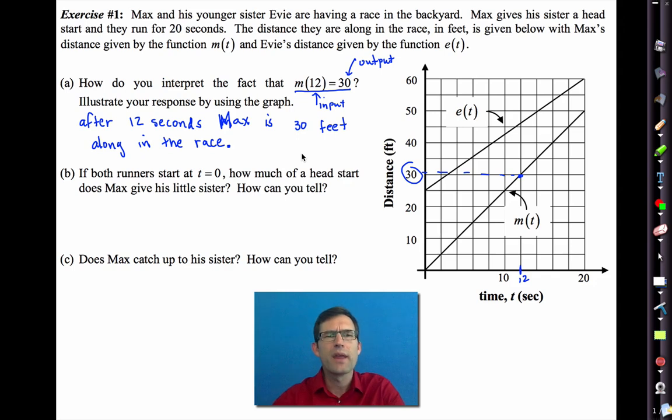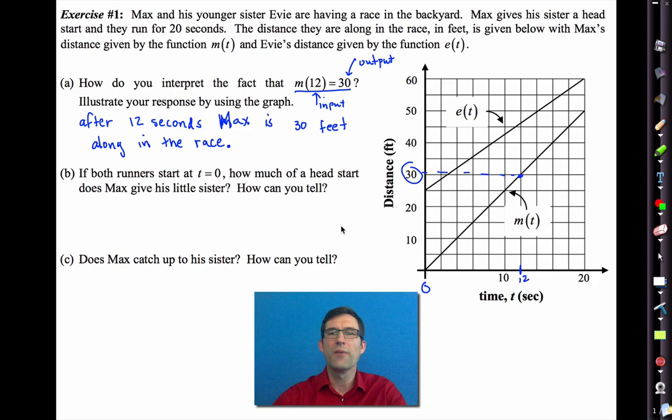Letter B, if both runners start at t equals 0, which is right here, how much of a head start does Max give his little sister? How can you tell? Think about this for a second. Pause the video and see if you can see how generous Max was in this race.